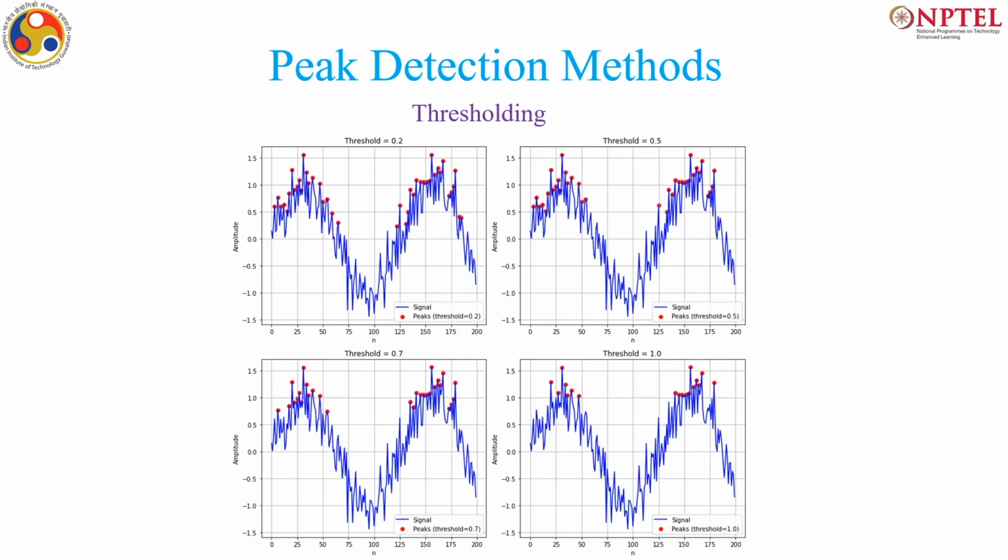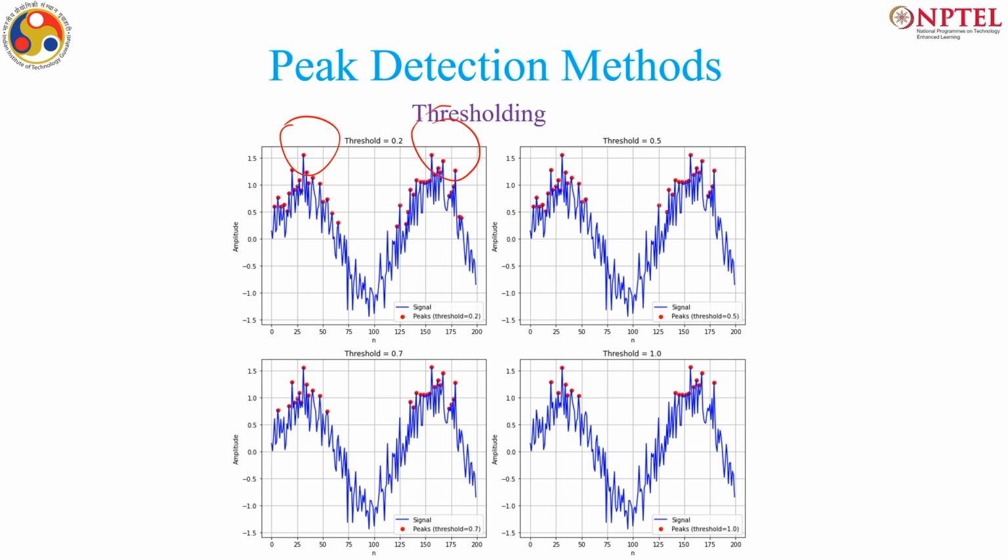Here you see a lot of peaks are detected using this thresholding method, and the threshold actually decides how many peaks will be detected. To me, this looks like a wave where there are two prominent peaks. This is one region of peak, this is one region of peak. But because of, say, noise, there are a lot of spurious peaks.